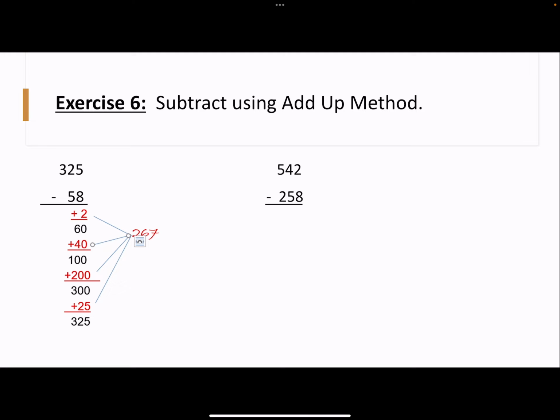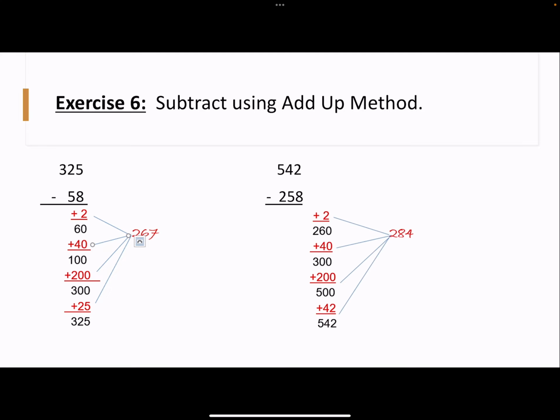Now I'm going to add all those that I added up to the increments. So 2 plus 40 plus 200 plus 25, I get 267. So 325 minus 58 is 267.